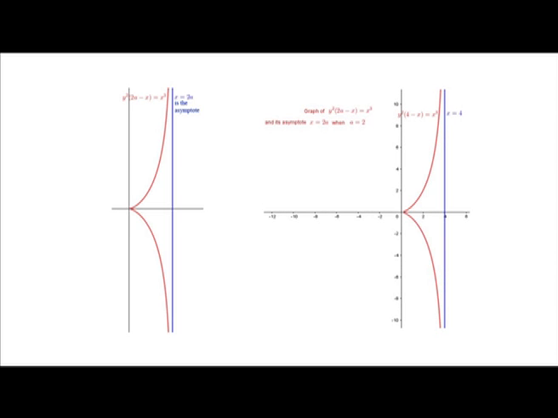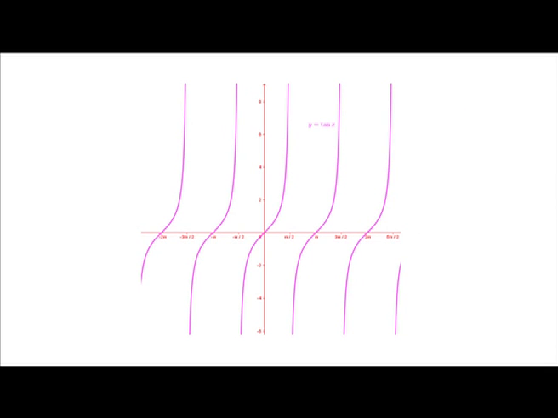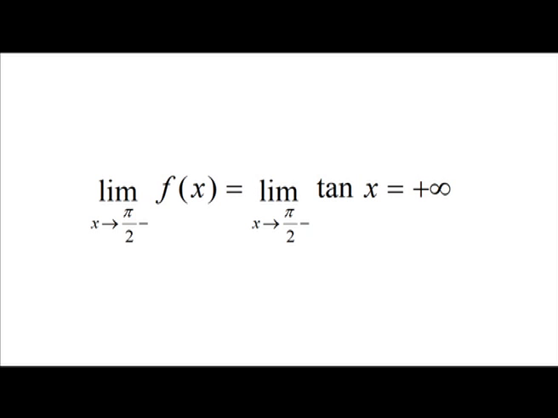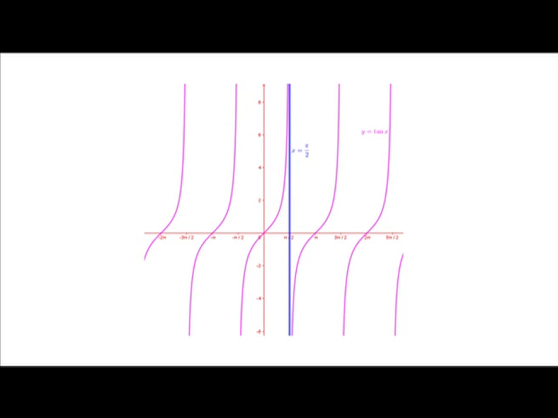There are curves which have infinite number of asymptotes. For example, let y equal to f of x, where f of x is equal to tan x. Then limit x goes to pi by 2 plus f of x is equal to limit x goes to pi by 2 plus tan x is equal to minus infinity, and limit x goes to pi by 2 minus f of x is equal to limit x goes to pi by 2 minus tan x is equal to plus infinity. Thus, x is equal to pi by 2 is a vertical asymptote.